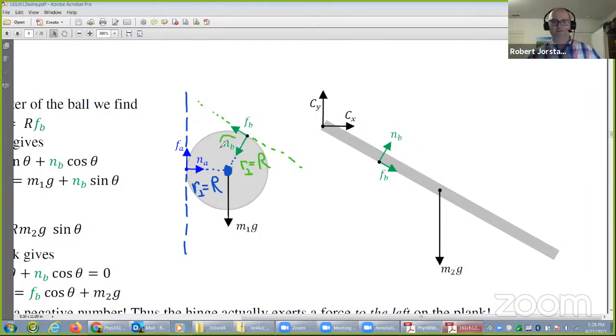Number 1, normal forces point perpendicular. Number 2, if you use the center of the ball as the pivot point, not always do we want to do that, but sometimes that's really convenient because all the normal forces tend to drop out and mg drops out. So we can get a really quick relationship. And in fact, we see that R times FB must equal R times FA. And notice immediately the radius drops out. We see that the two frictions must be equal.